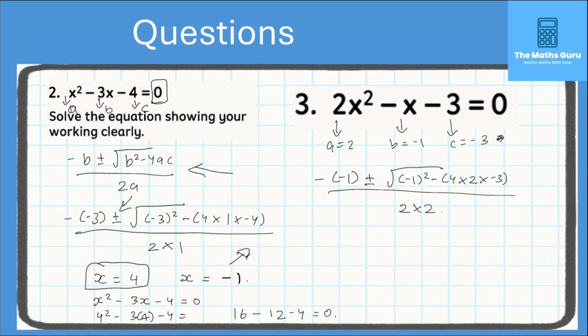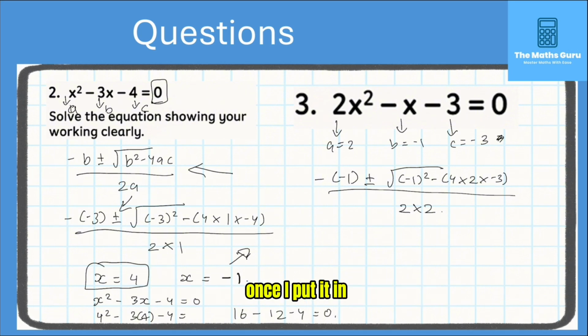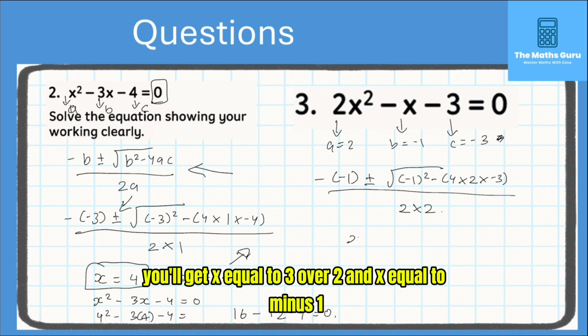Now, when you put this into your calculator, you'll get something along the lines of, once I put it in, you'll get x equal to 3 over 2 and x equal to minus 1.